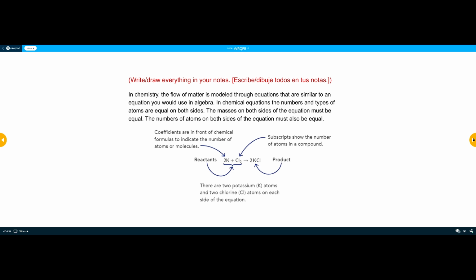On the top left of this picture, it says coefficients are in front of chemical formulas to indicate the number of atoms or molecules. The term coefficient is actually a math term. You see this in common algebra equations such as 2x equals 4. The number 2 times x, but the number 2 refers to a number called a coefficient. It's a number used to multiply something next to it. In this case, the x.